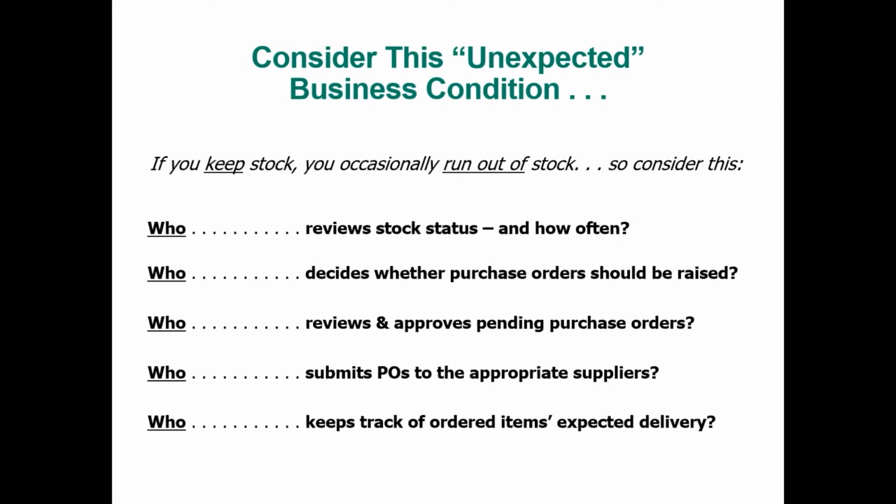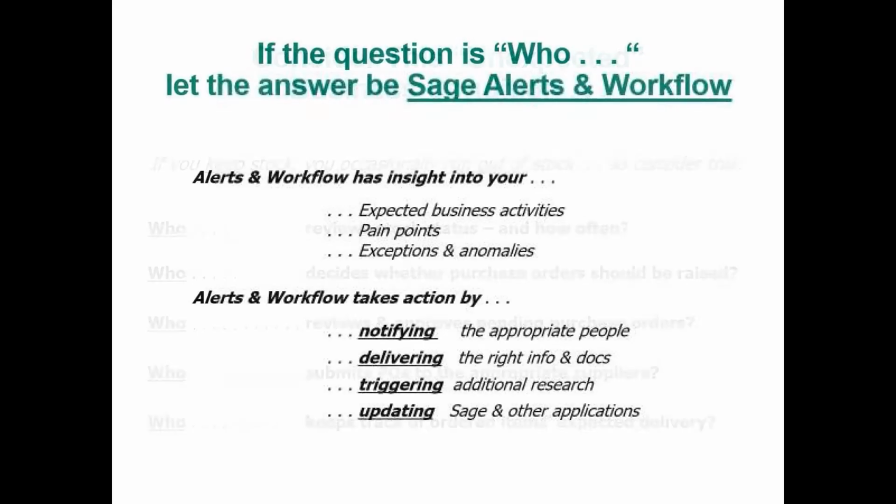And let's focus on just one of these for the moment. If you keep stock, chances are you occasionally run out of stock. And so let me ask you these questions. Whose job is it to review stock status, and how often does that review need to occur? Whose job is it to decide whether purchase orders should be created? Whose job is it to review and approve pending purchase orders? Whose job is it to submit those POs to the appropriate suppliers? And lastly, whose job is it to keep track of ordered items to make sure they arrive on time and with a minimum of damage?